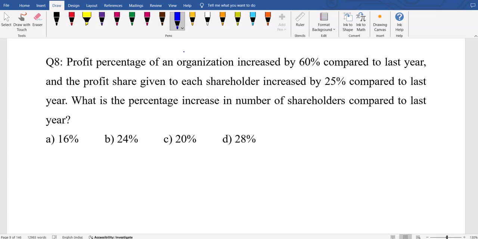Profit percentage of an organization increased by 60% compared to last year. Now the profit share given to each shareholder increased by 25% compared to last year. Now what is the percentage increase in number of shareholders? Last year some shareholders are there. Now this time the shareholders are different. What is the percentage increase in number of shareholders compared to last year is the question. What's your answer here?